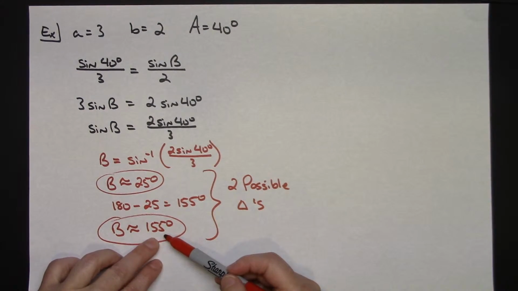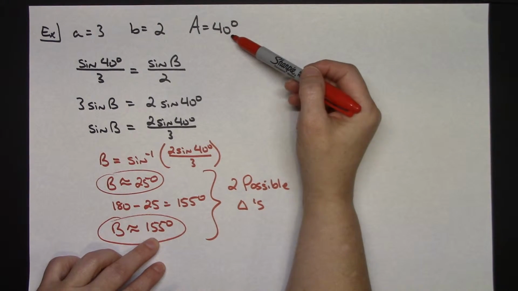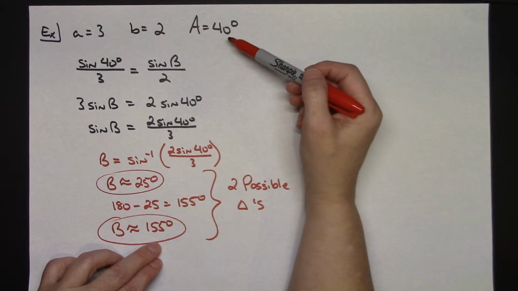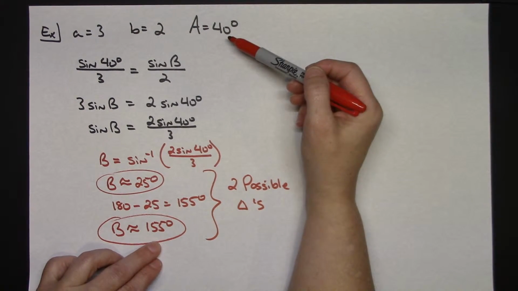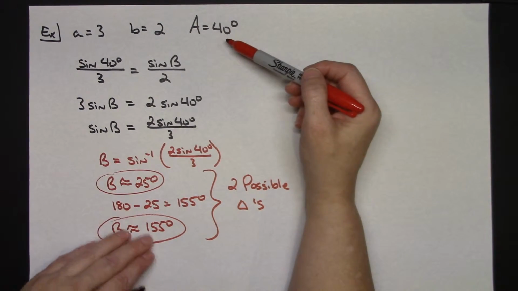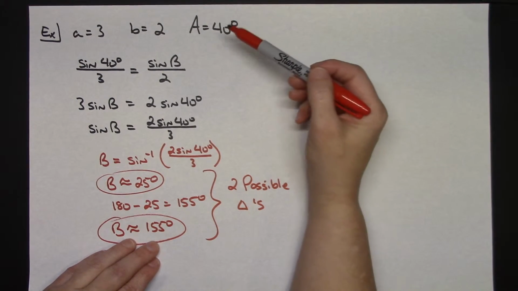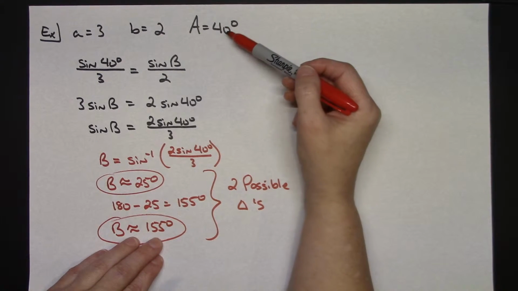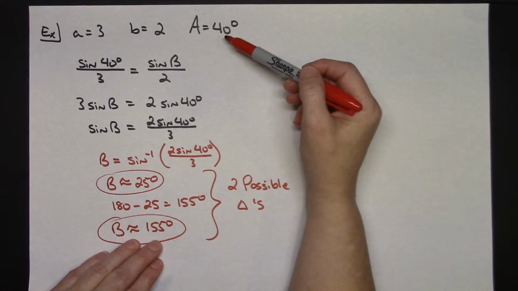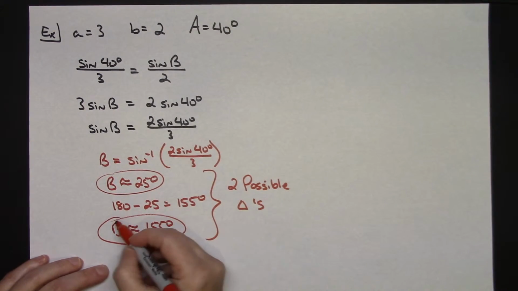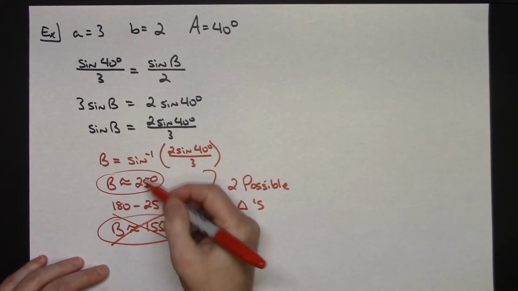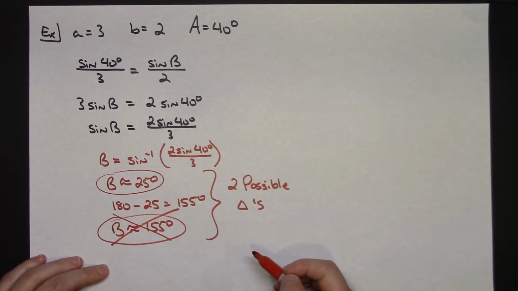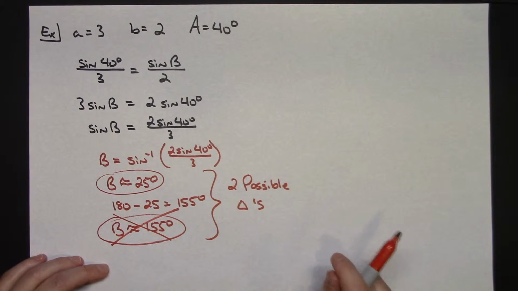If I take this 155 and I add 40, I get 195. In those two angles alone, you're over 180. So yes, this was a possibility, but I can rule it out because I know what angle A is, and if angle A is 40, I cannot have an angle B at 155. Sometimes they're both going to fit, and you're going to end up with two triangles, of which you'll have to find twice the amount of stuff.